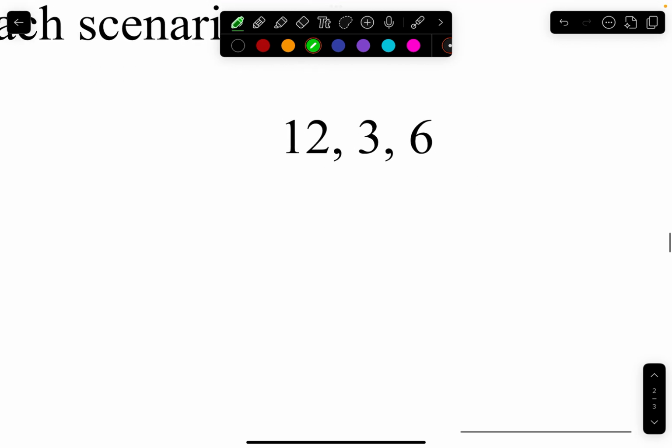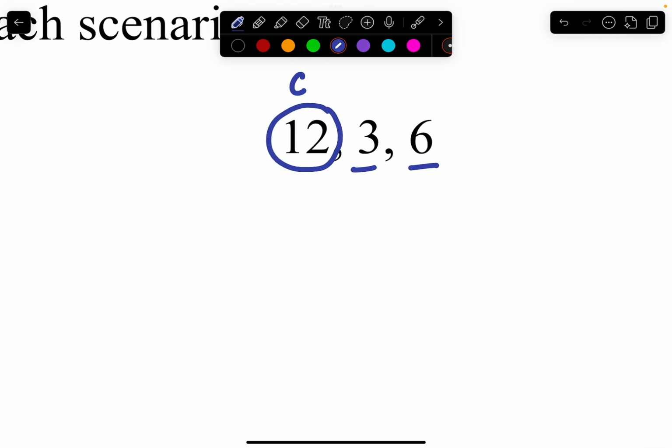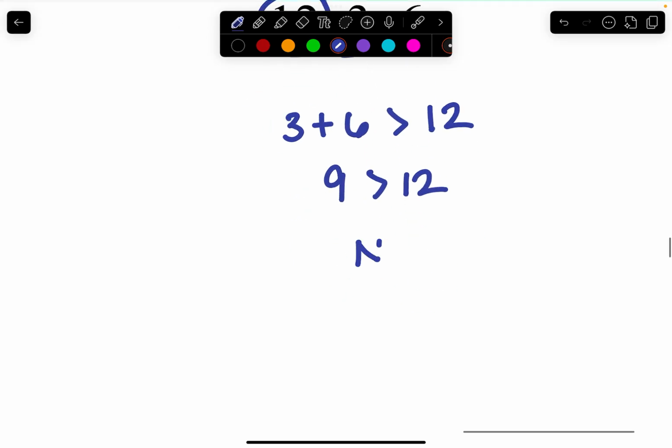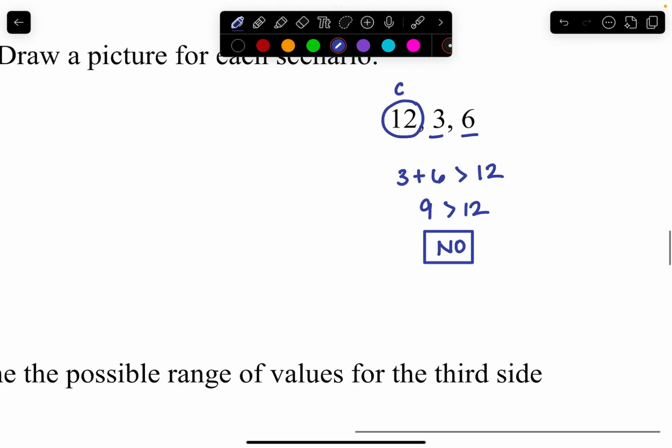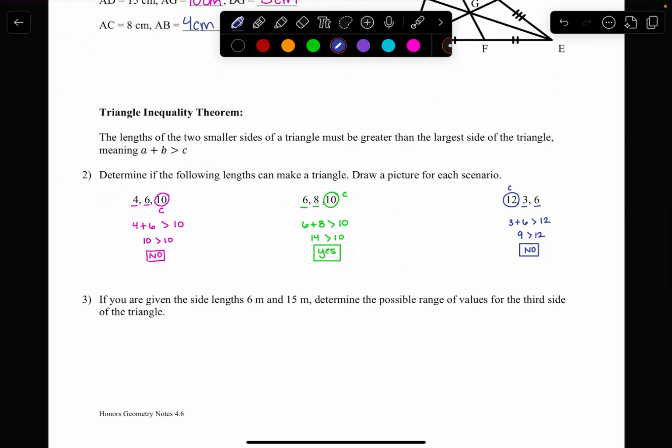All right, looking over here, our largest side is actually on this side now. That's my C. So I'm going to add my 3 plus my 6 together. It better be greater than 12. That's 9 is greater than 12. That's not true. So those lengths will also not make a triangle. Okay, so that's all you have to do to determine if you have a triangle.